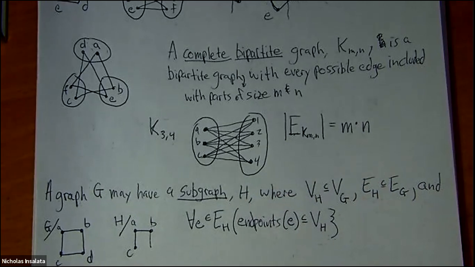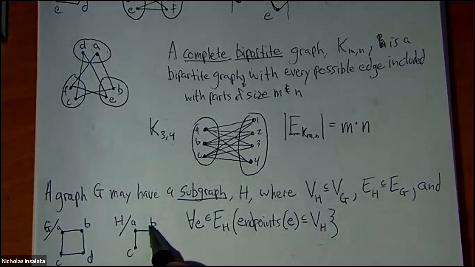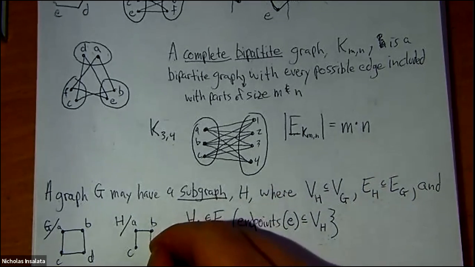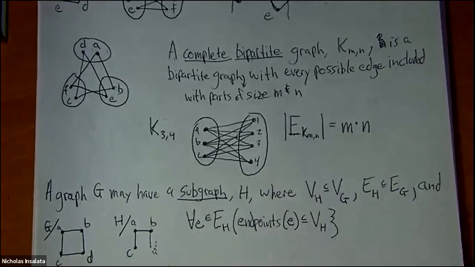Does that make sense? This one's missing an endpoint, right? The endpoints of this would be B and D, right? But D is not included in the vertex set here. So this would be a bad subgraph, not allowed, right? Is everybody happy with that?